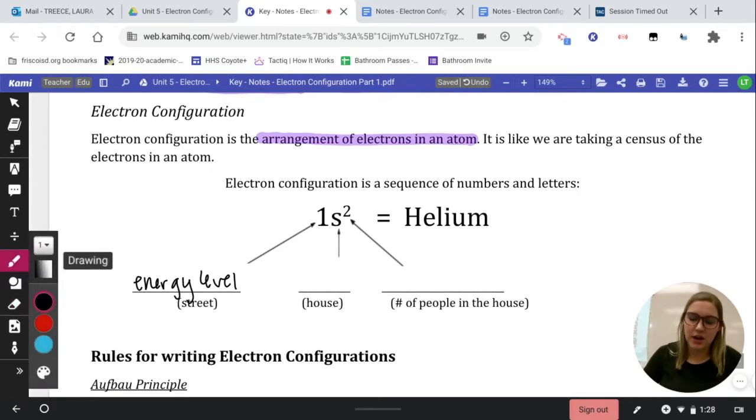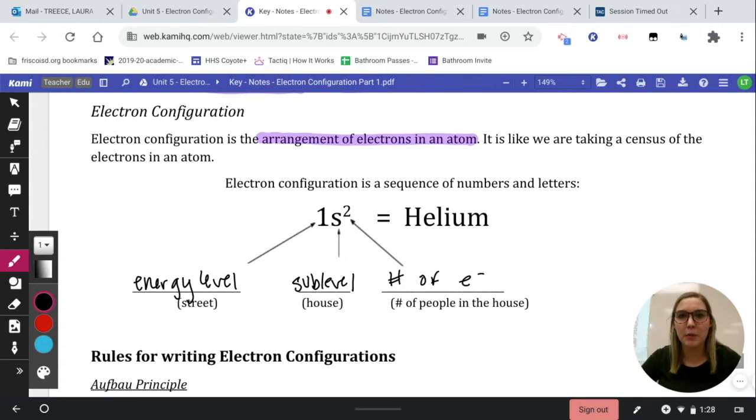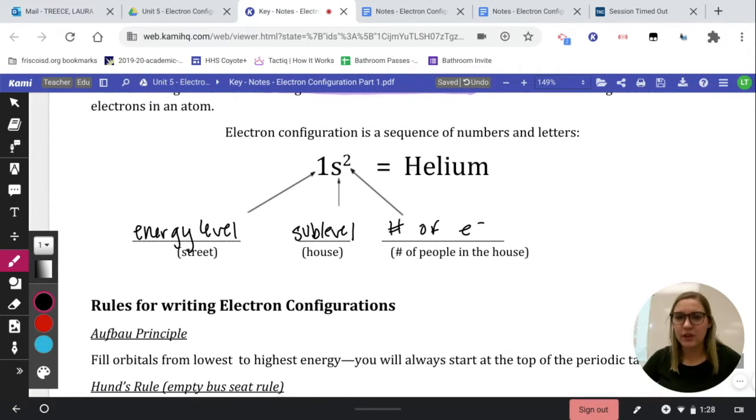So our S is our sublevel, and that tells us specifically where electrons are located. So S would be like your house number. Like, okay, you live at 516 imaginary street lane, I don't know. And so 516 is the house number. And then finally, right there, the last number, the 2, would represent the number of electrons. And so that is like the number of people in the house. So if I live at 516 imaginary street lane, and there's 2 people in the house, then that is what that is telling me. All right. So that's the basics of electron configuration.